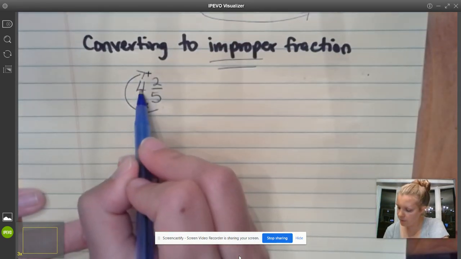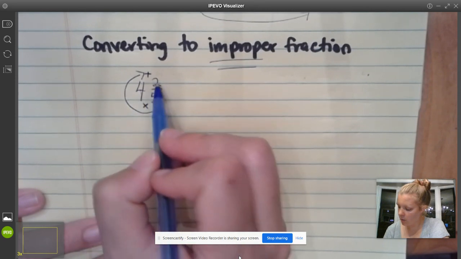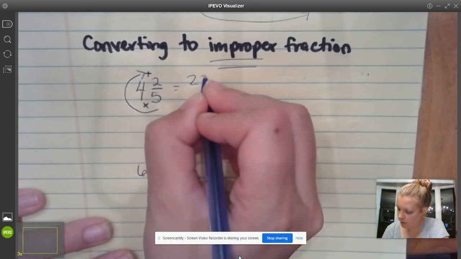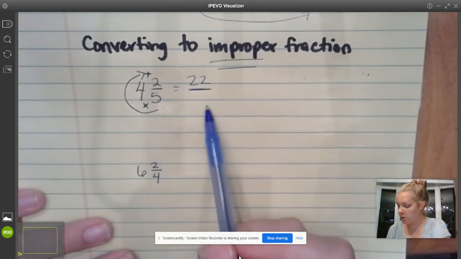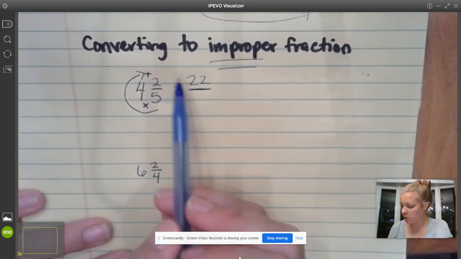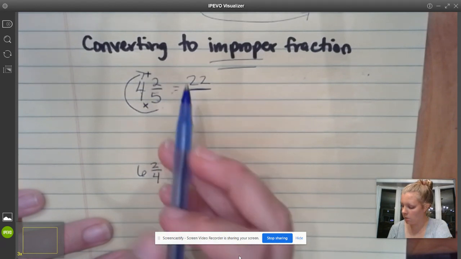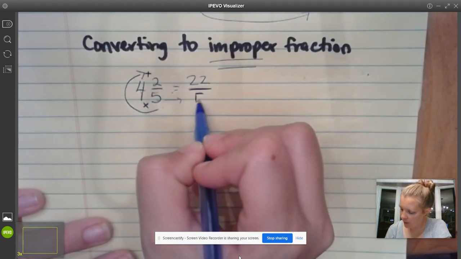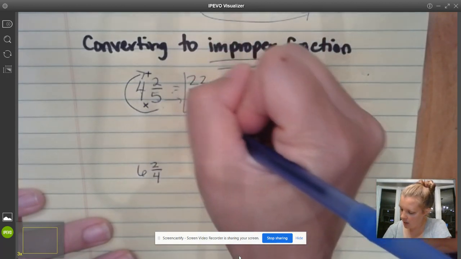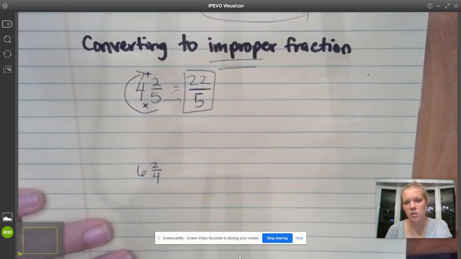So 5 times 4 is 20. 20 plus 2 is 22. And then what you have to do is these two fractions are going to be equivalent. That's why they have an equal sign. Equivalent means equals. And so the denominator just stays the same. The 5 slides right over. And so my improper fraction is 22 over 5.